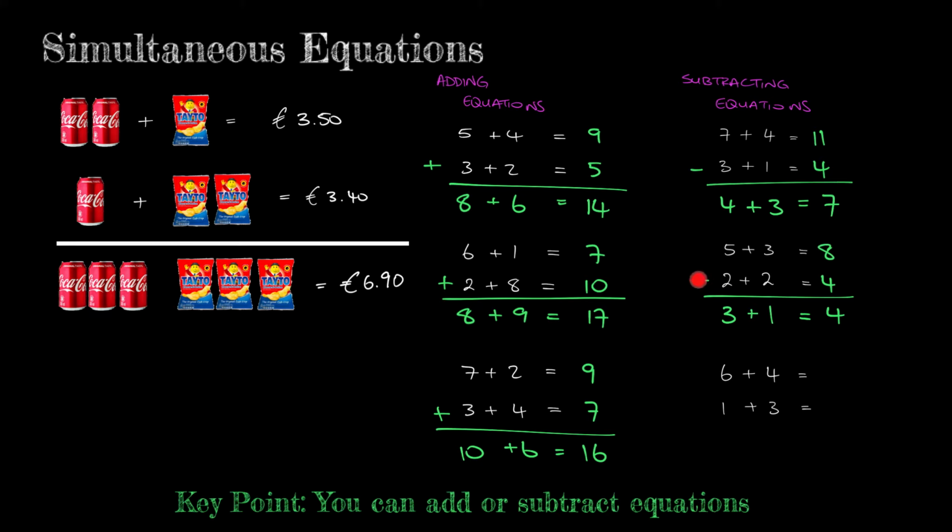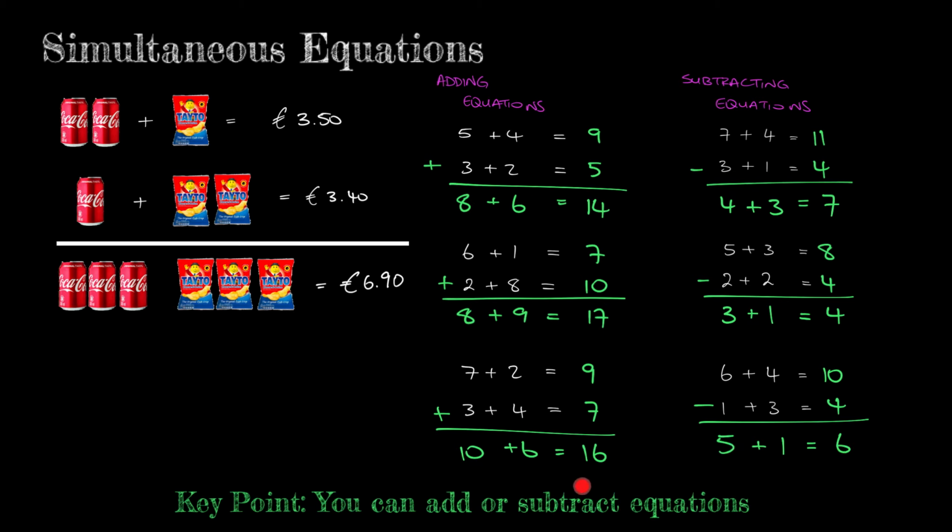Just be extra careful because I'm subtracting this 2, I'm subtracting this 2, and I'm subtracting this 4 because I'm subtracting the equation. I'm not just subtracting 2, I'm subtracting the full equation. And the last one there, 6 plus 4 gives you 10, 1 plus 3 gives you 4. If I was to subtract the equation, 6 take away 1 will give me 5, 4 take away 3 will give me 1, 10 take away 4 will give me 6. And if I was to add them, 5 plus 1 gives me 6.